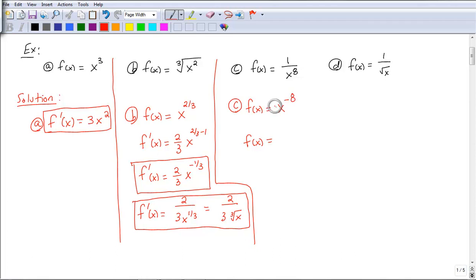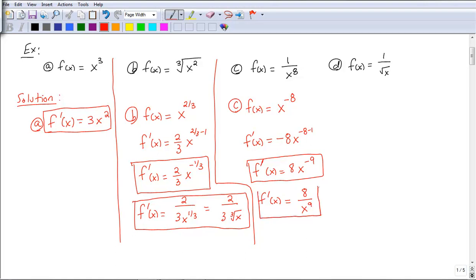Negative 8 is the power. It multiplies out front. And I take 1 away from that power. And so my derivative, that's f prime of x I just found, is negative 8x to the negative 9, which is an okay way to write your answer. But just for full disclosure, this is the same thing as I could take that x to the 9th and move it to the bottom and make the negative power go away. So both of those answers that are in the boxes are perfectly acceptable.